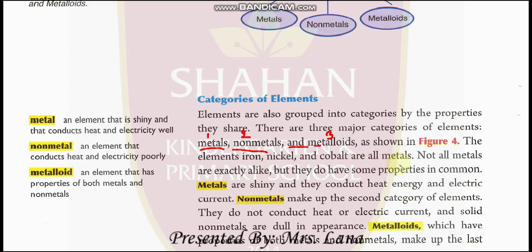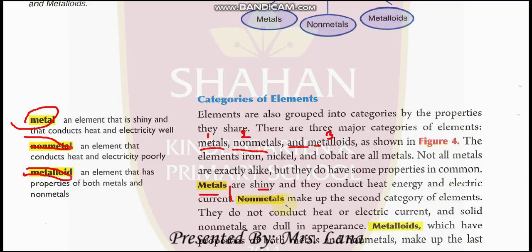Not all metals are exactly alike, but they do have some properties in common. First, we have what? Metals are shiny and they conduct heat, energy, and electric current. Please memorize these things, it's very important.